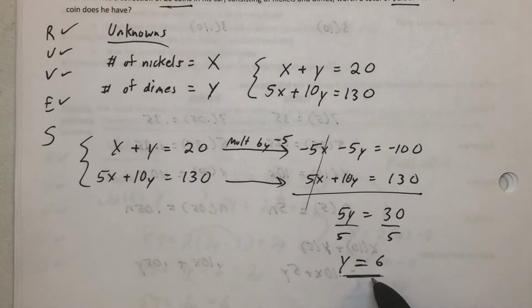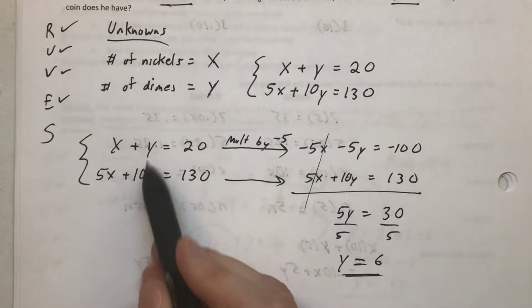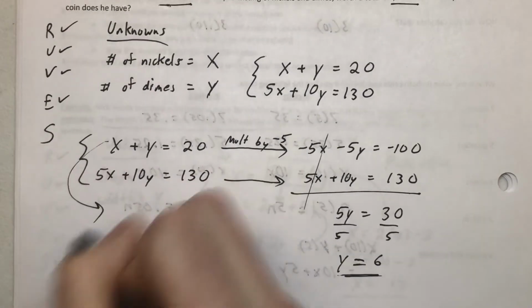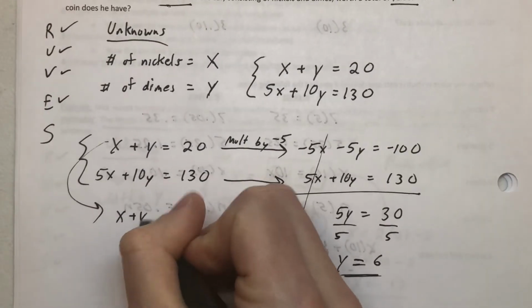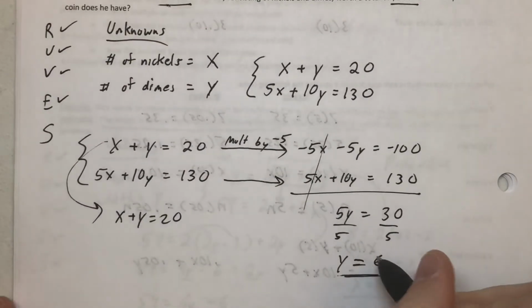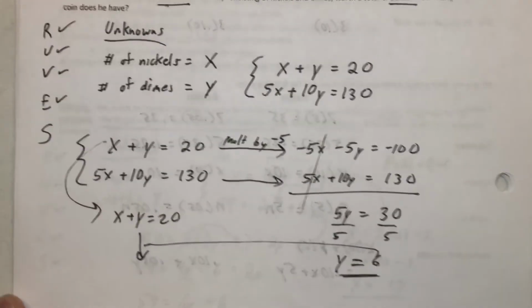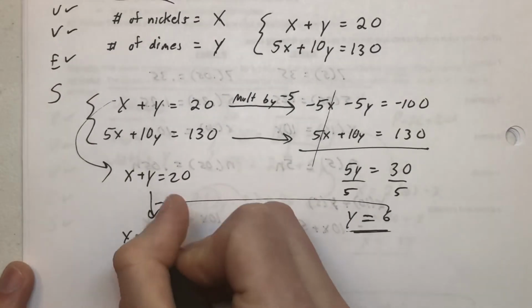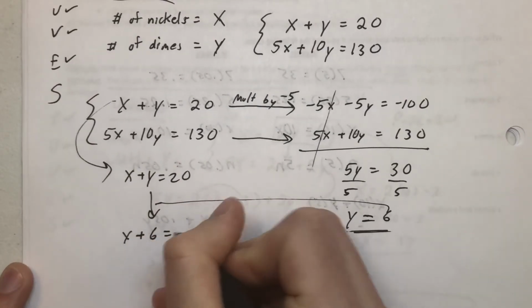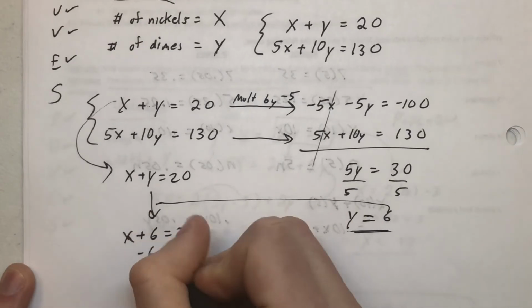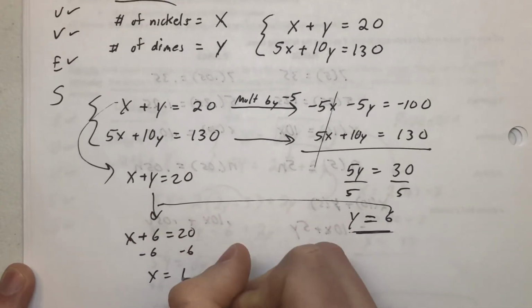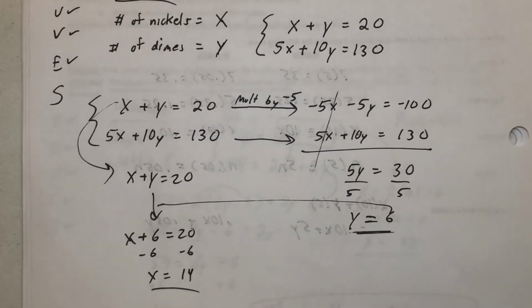Now that you've got your first variable, we take it back to find our second. Between the 2 equations, I'd much rather use this first one. So to take x plus y equals 20, you can almost maybe do it in your head, but we'll throw that 6 in for that y there. So x plus 6 has to equal 20, and then just subtract that 6 on over and get x equals 14.